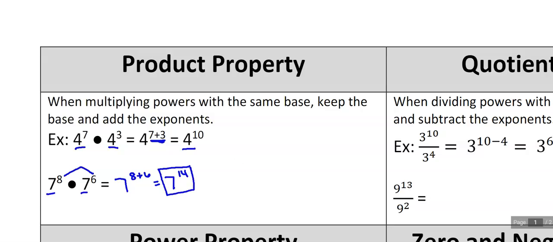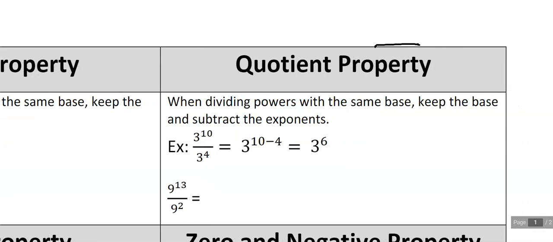All right. So then our next property was the quotient property. The quotient property says that if we are dividing powers with the same base, we're going to keep the base. So in this case, we're going to keep the 3. And then we're going to subtract the exponents, but make sure you subtract the top exponent first and then the bottom exponent. So that's where we got 6 from.